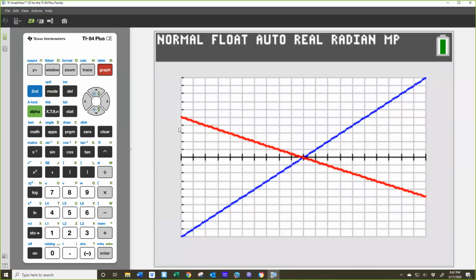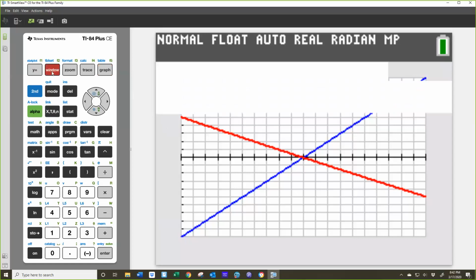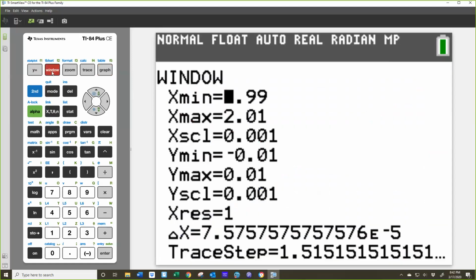Now, the cool thing about this is that we're going to zoom out and see if these are actually lines. But one thing I do have to change very quickly on the TI-84 is the delta X that we actually have. So I'm going to go to my window, and you will see that I have a very small window here from 1.99 to 2.01. I have my X scale is 0.001, likewise with the Y scale, and that is what allows me to have that nice grid in the background with this.